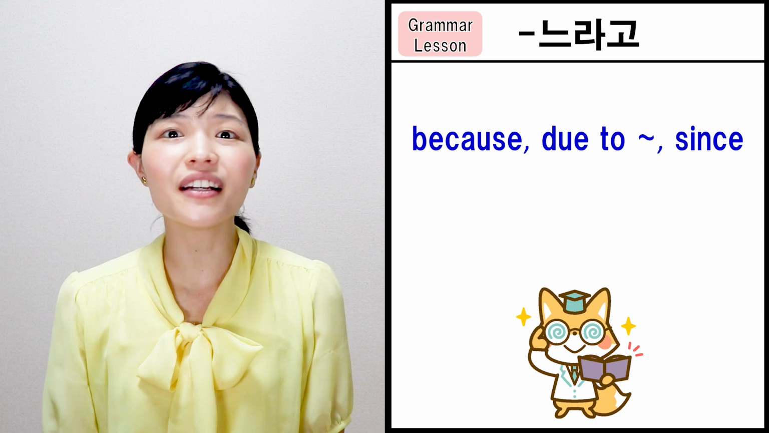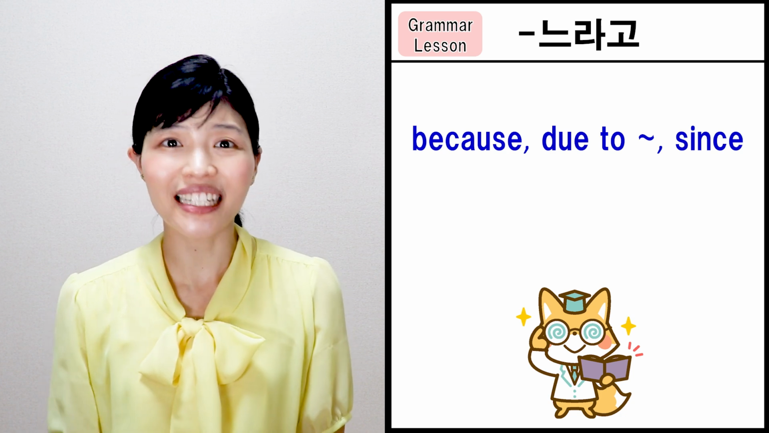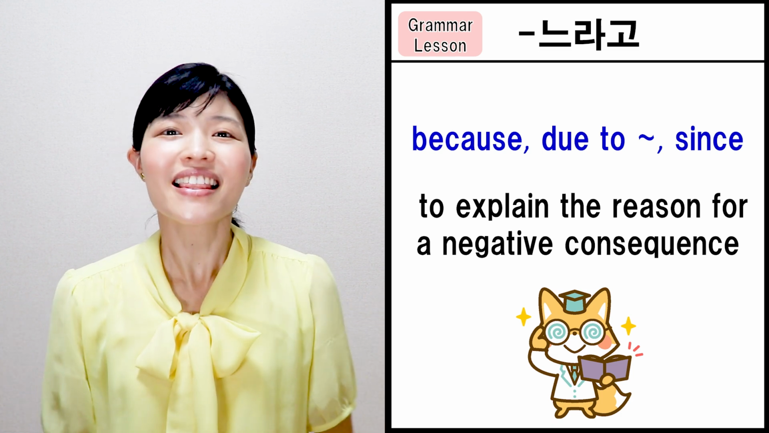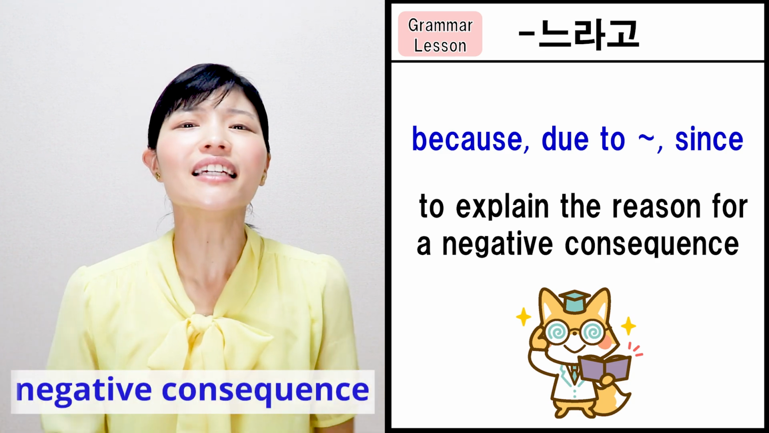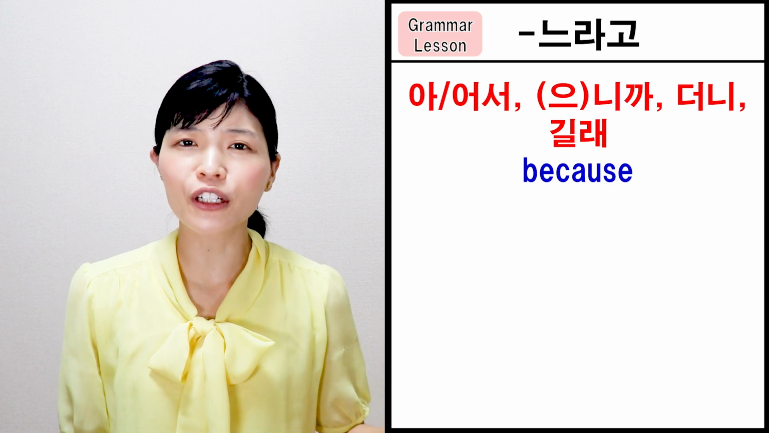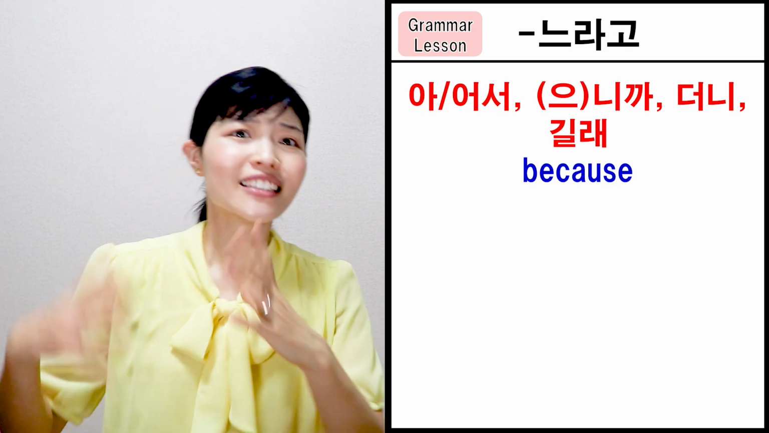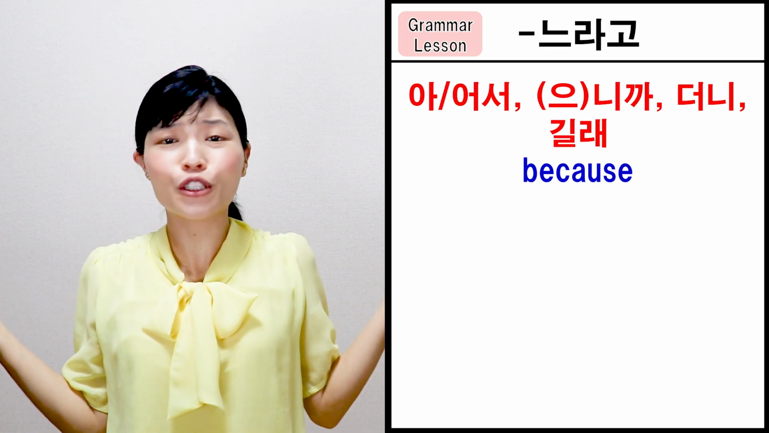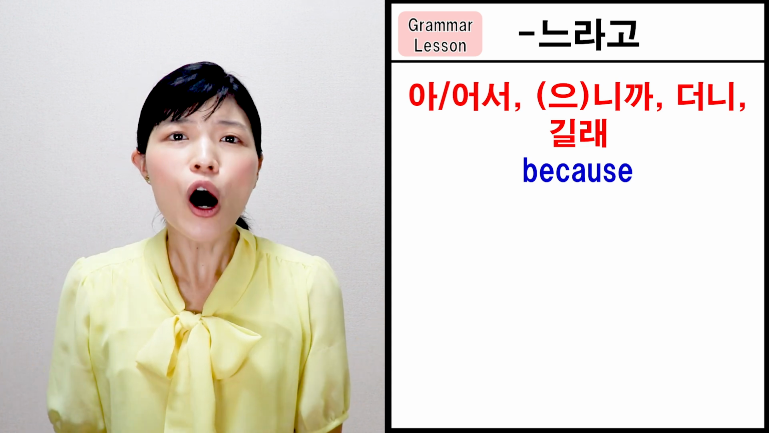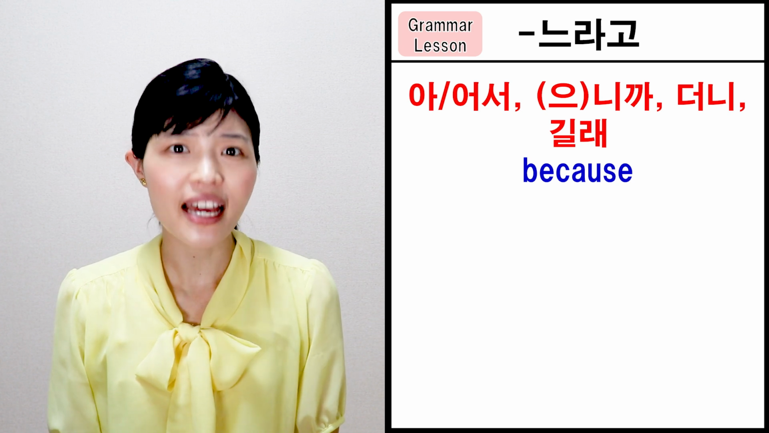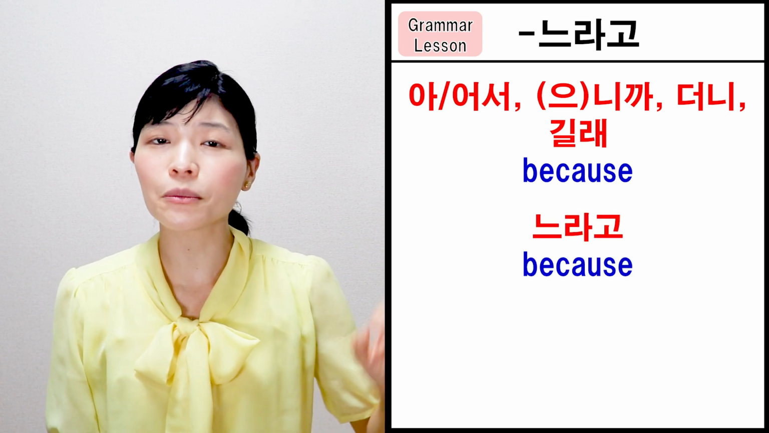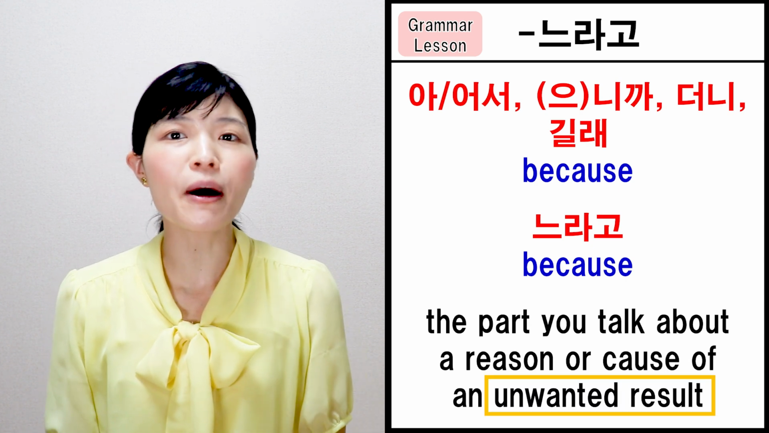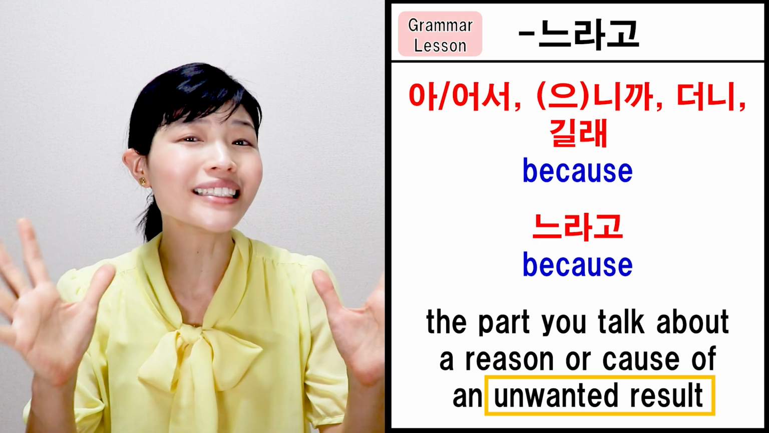The last grammar is 느라고 because, due to, since. You use this to explain the reason for a negative consequence. This negative consequence is a significant part because you have learned 어서, 으니까, 더니, 길래, which all mean because. You are amazed that there are so many because expressions in Korean. All of these have subtle nuances. Today's grammar, 느라고 also means because, but it is different from others, especially the part you talk about a reason or a cause of an unwanted result.